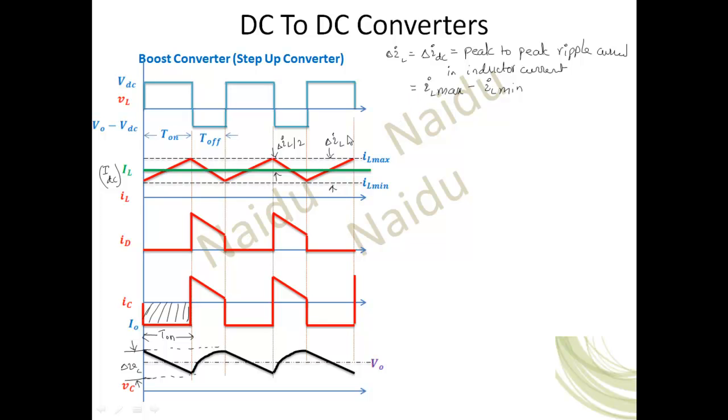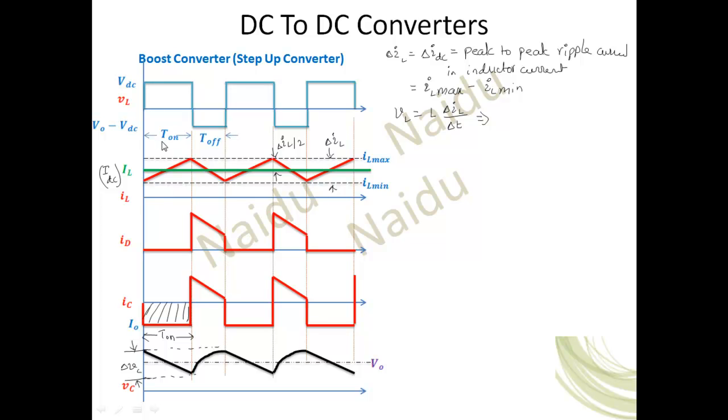So how to calculate this delta L? As I told you, inductor voltage VL equals L into di by dt, but inductor current is linear, that's why you can take it as delta IL by delta T. That means inductor voltage VL equals L into delta IL by delta T, change in inductor current by change in time. So during T on or during T off, you can calculate, both will give the same information.